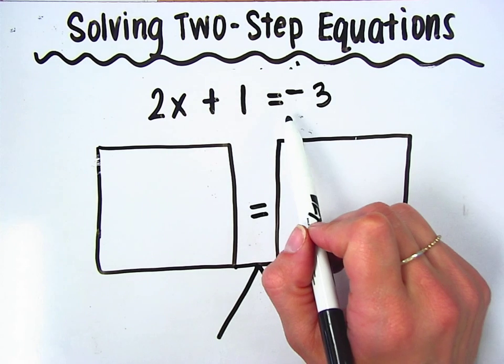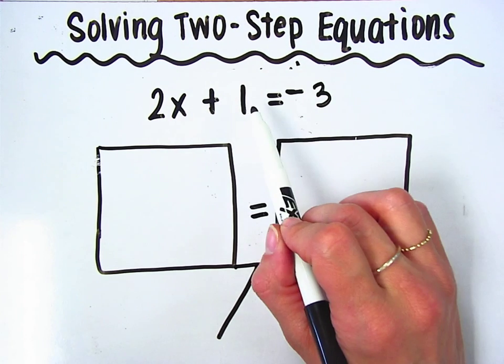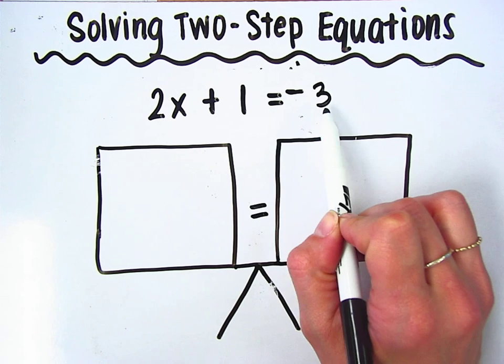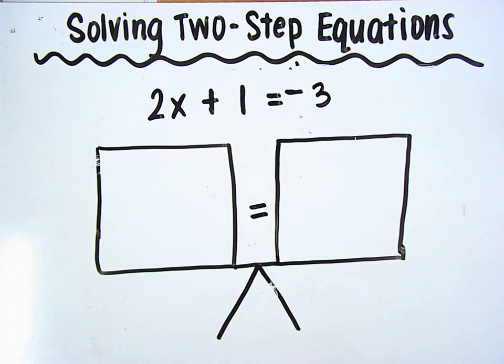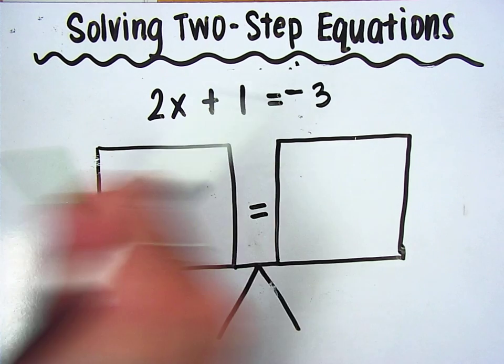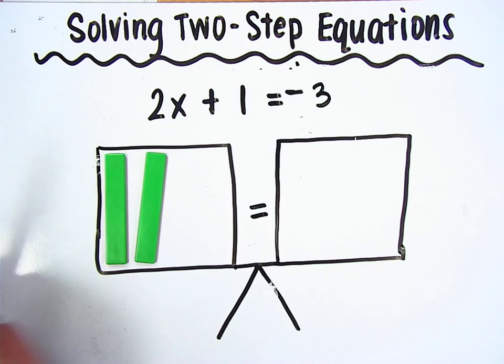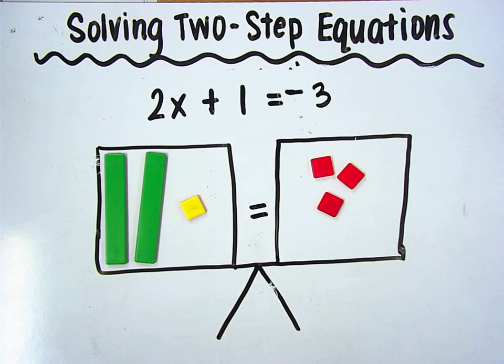Our equation is also showing us that the value of 2x plus 1 is the same as -3. So when I represent this using the algebra tiles, our scale will be balanced. So we have 2x plus 1 should equal, or does equal, -3.